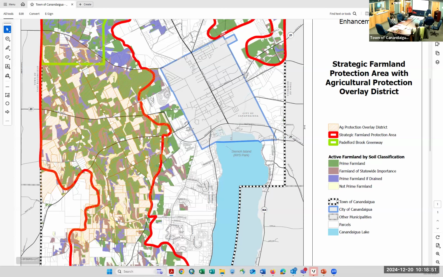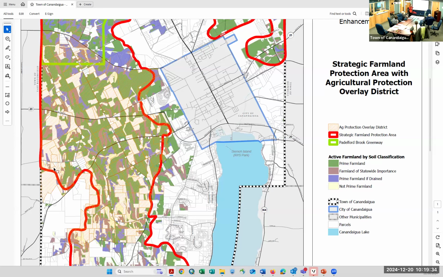So that's the question. Your two designations are the ag protection overlay district and the strategic farmland protection area. Well, the protection overlay district hasn't yet been mapped. That's what we're trying to do. I was just looking at that parcel that's split. Right now, the hashed area includes parcels that cross the border, that overlap, so that's her question: what does LaBella do with those parcels? We're trying to figure that part out.